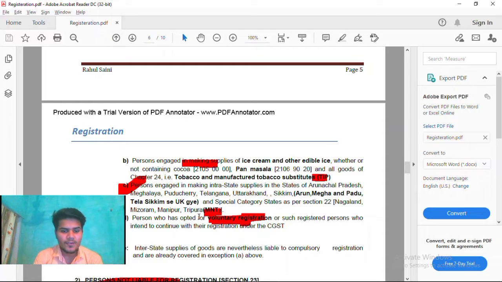Which 10 states? The first 4 states are the amended states, meaning Manipur, Mizoram, Nagaland, Tripura. And the next 6 states are Arunachal Pradesh, Meghalaya, Puducherry, Telangana, Uttarakhand, Sikkim. The shortcut is Arun Megha Padutela Sikkim UK. So these are the 10 states. If we make supply from these 10 states, then we can't claim the exemption of 40 lakh rupees.